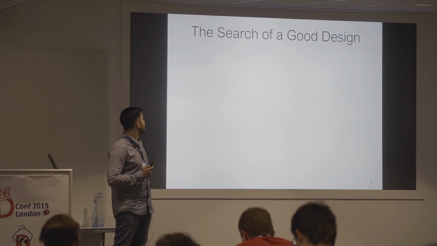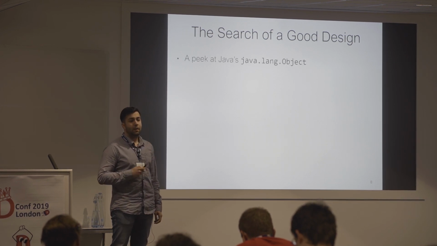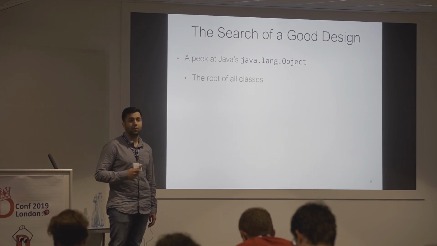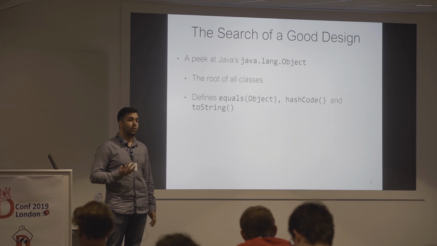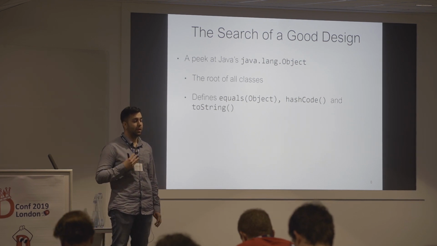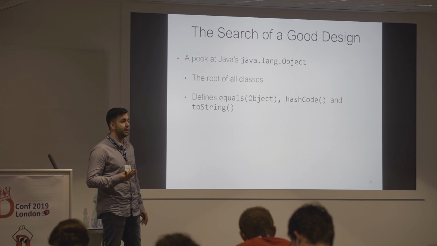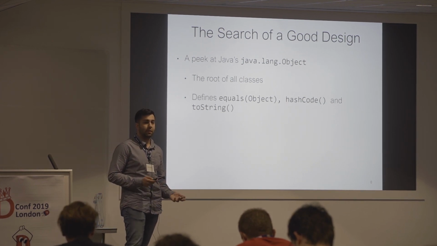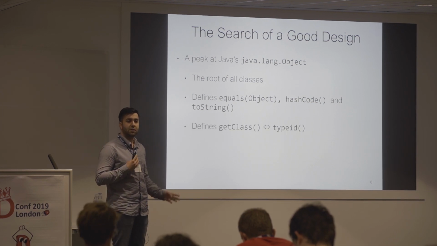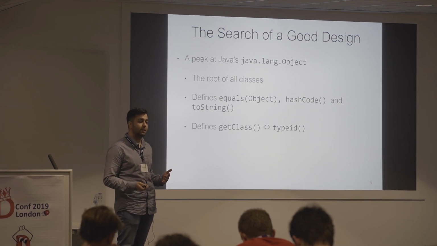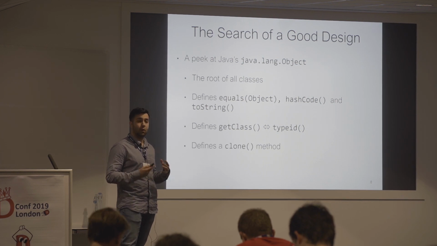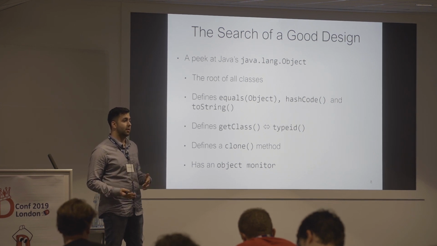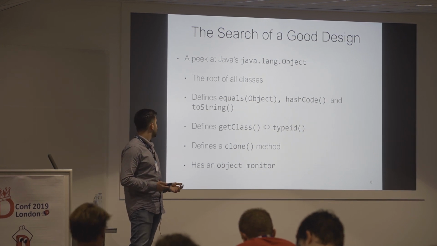So the first one that we had a look at was Java. As many of you know, D and Java have a lot in common. So object is also the root of all classes. The object in Java defines the equals, hash, and toString methods. Those are similar to opEquals, toHash, and toString, right? It has a get class, which is similar to how we use typeid on classes. And most important, it has a clone method that's similar to the factory one, and most importantly, it also has an object monitor, right? A lot of similarity.